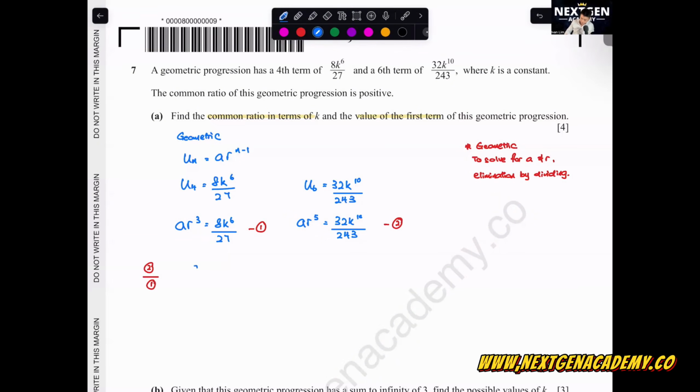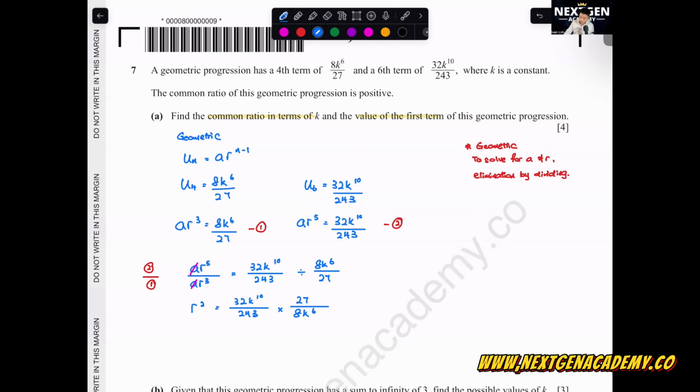So we'll take AR to the power of 5 over AR cubed equals 32k to the power 10 over 243. Okay, instead of writing over, we put into divide, divide 8k to the power 6 over 27. Otherwise, too many layers. Okay, you see on the left-hand side, A and A can cancel off. R to the power 5 over R cubed will be R to the power of 2. Okay, on the right-hand side, we change it to multiply, times 27 over 8k to the power 6.